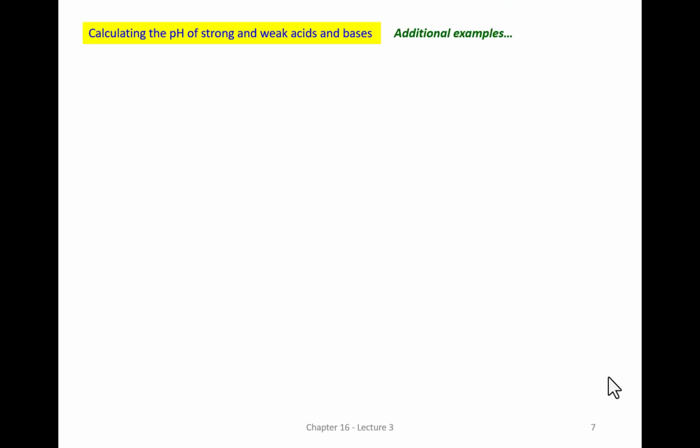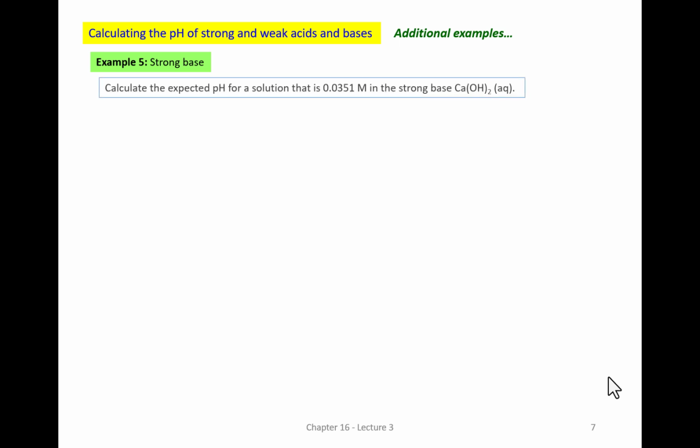So let's start with some additional examples. We'll look at a calculation of the pH of a strong base, and this time, instead of sodium hydroxide, we'll look at calcium hydroxide. Again, the concentration is 0.0351 molar. This is the concentration that we've chosen to use to compare acids and bases and their behaviors.